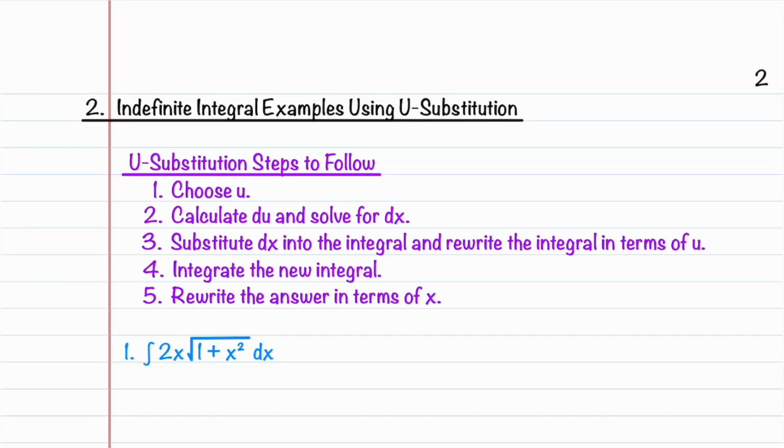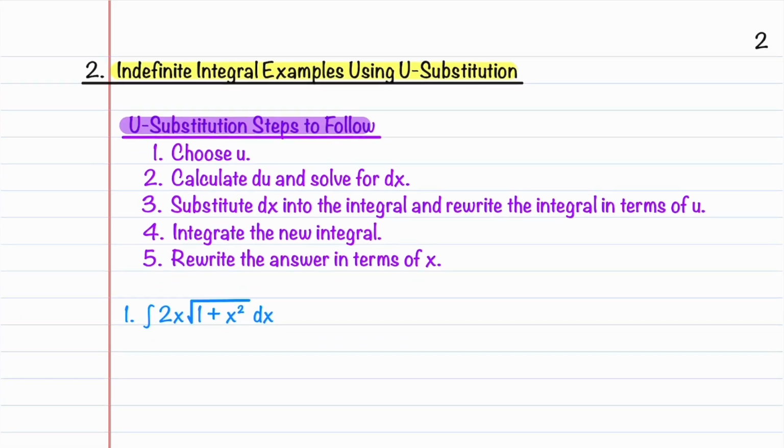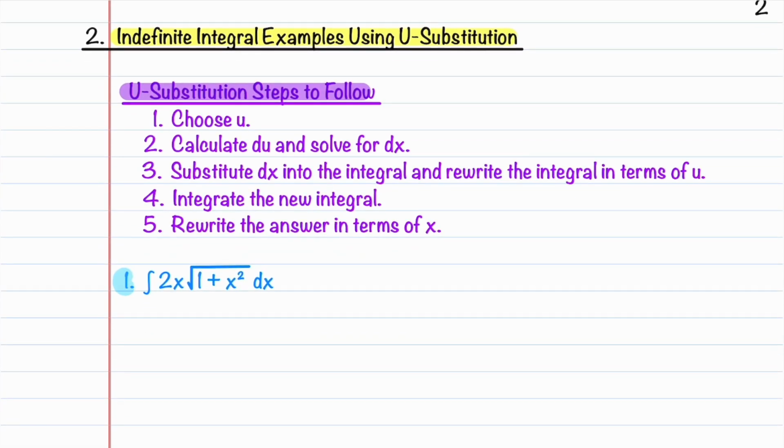We're going to walk through how to evaluate 7 indefinite integral examples using U-substitution. To make things easier, I've listed 5 steps that we can follow, and we'll go through these steps one by one as we work through each example. Let's start with our first example.